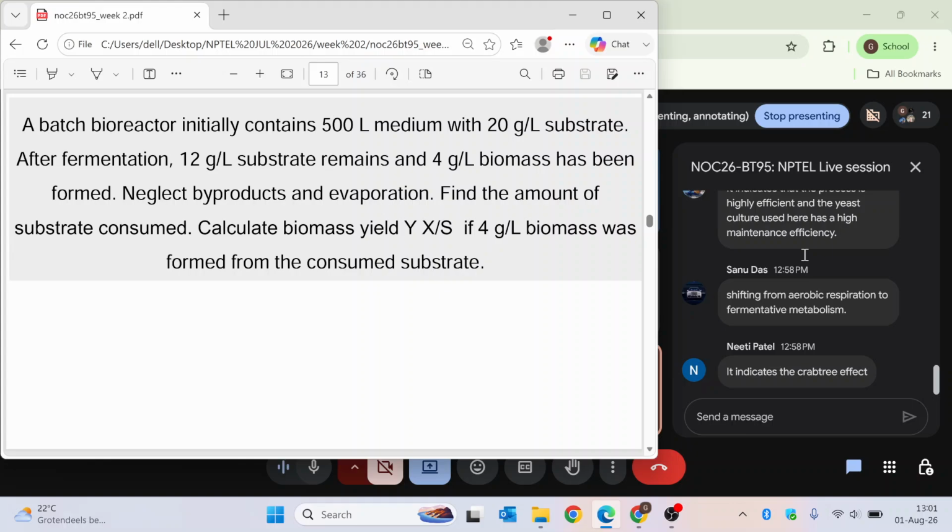So a batch bioreactor initially contains 500 liters of medium with 20 gram per liter substrate. After fermentation, 12 gram per liter substrate remains and 4 gram per liter of biomass has been formed. Assume that there are no byproducts and there is no evaporation. You have to find the amount of substrate consumed, and the biomass yield if 4 gram per liter biomass was formed from the consumed substrate.